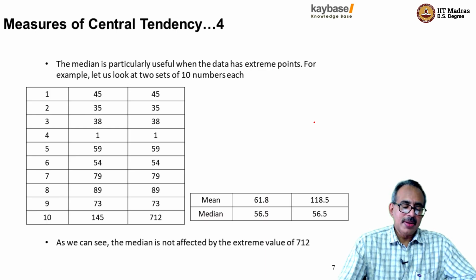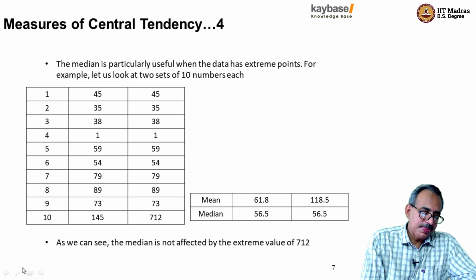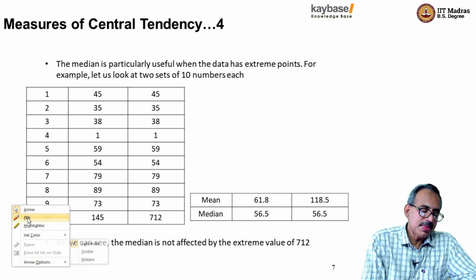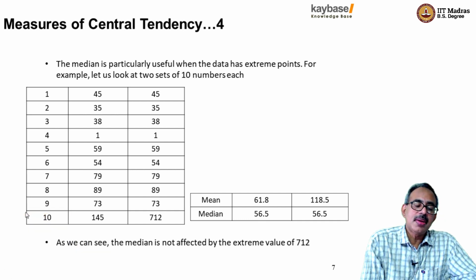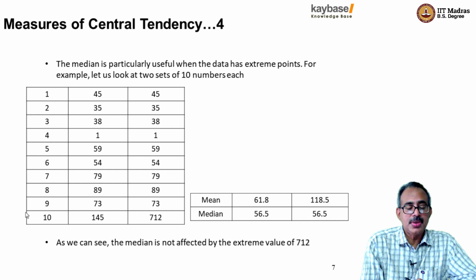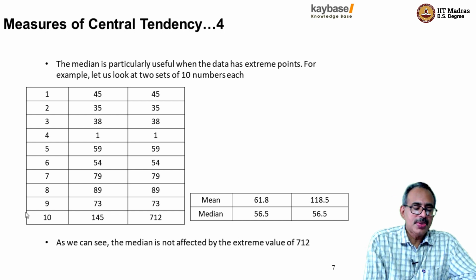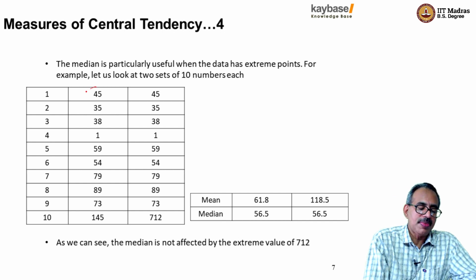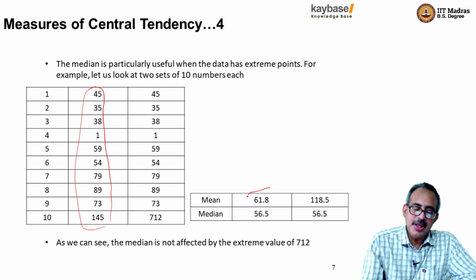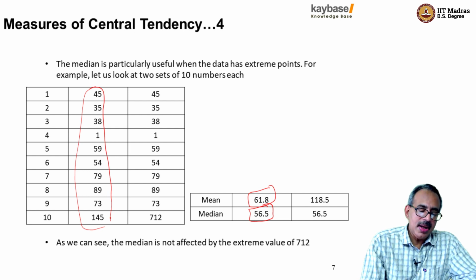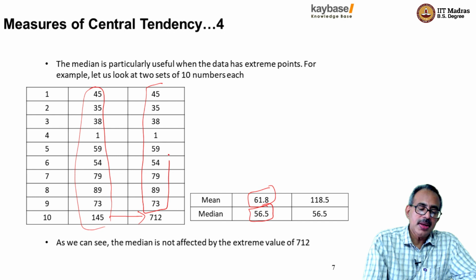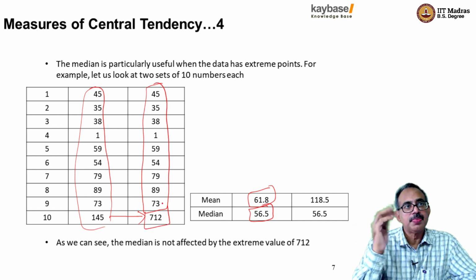Now, the median, as I said, we don't use it very often, but there are situations where the median becomes more relevant than the mean when there are extreme points or what is known as outliers. Now, let's look at this data. This is our original set of 10 numbers, which had a mean of 61.8 and a median of 56.5. Now, let us say the last number alone is changed to 712. Now, this is very far away from these other numbers. It is an extreme point, it's an outlier.